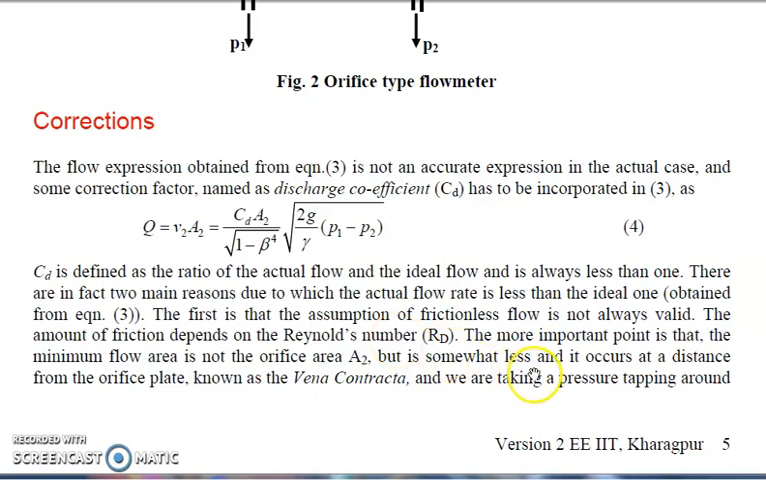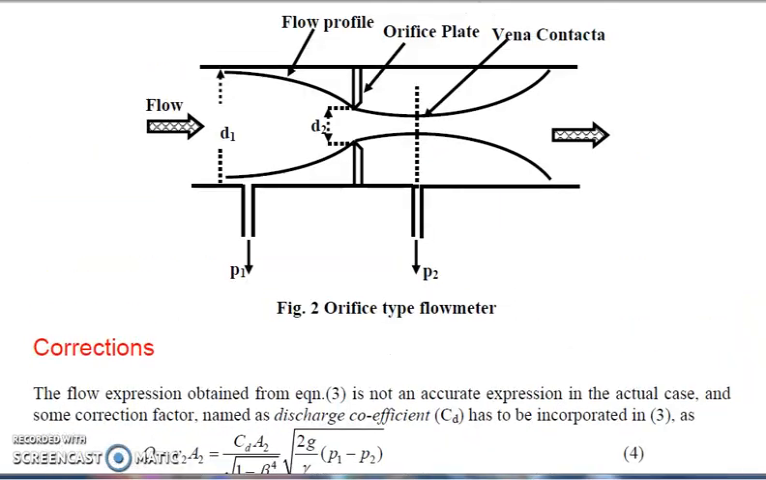The more important point is that the minimum flow area is not the orifice area, but somewhat less. In the diagram we can see that D2 is the orifice plate area, but the actual flow is through this one, which has a smaller area, and it is known as the vena contracta. So these are some restrictions that we have to put into our equation as corrections.